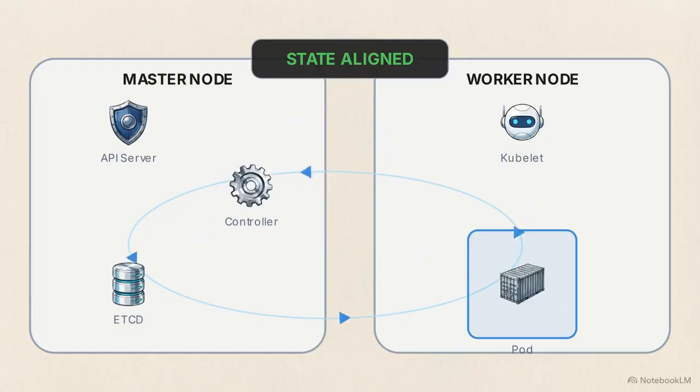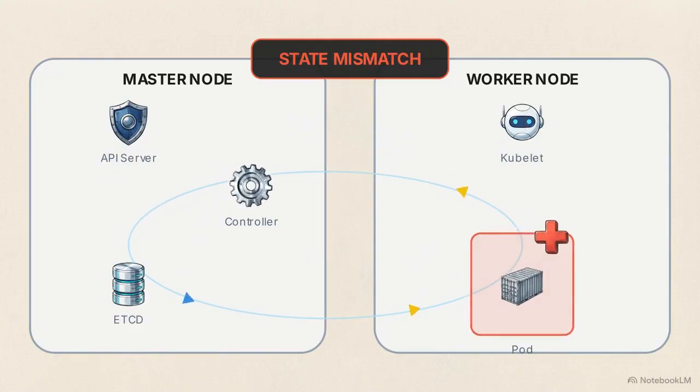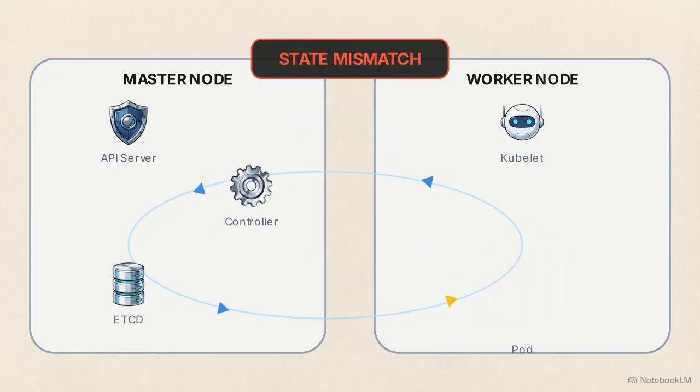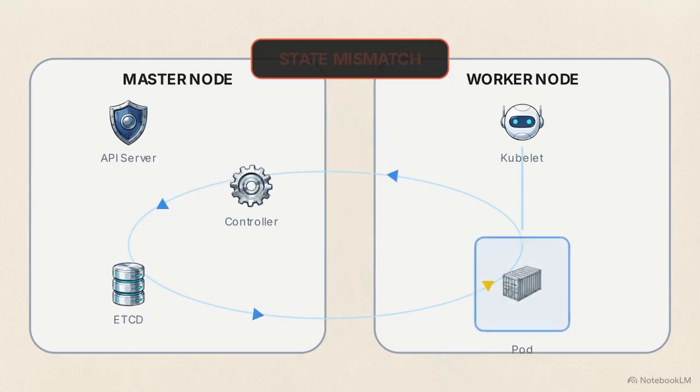Registration alone does not execute the code. The active engine that drives deployment is the controller manager. The controller establishes a continuous loop connecting the database to the worker nodes. This loop constantly compares the current state executing on the worker node against the desired state stored in etcd. If a fatal error causes an application to crash, the current state diverges from the desired state. This mismatch triggers the automated self-healing sequence.